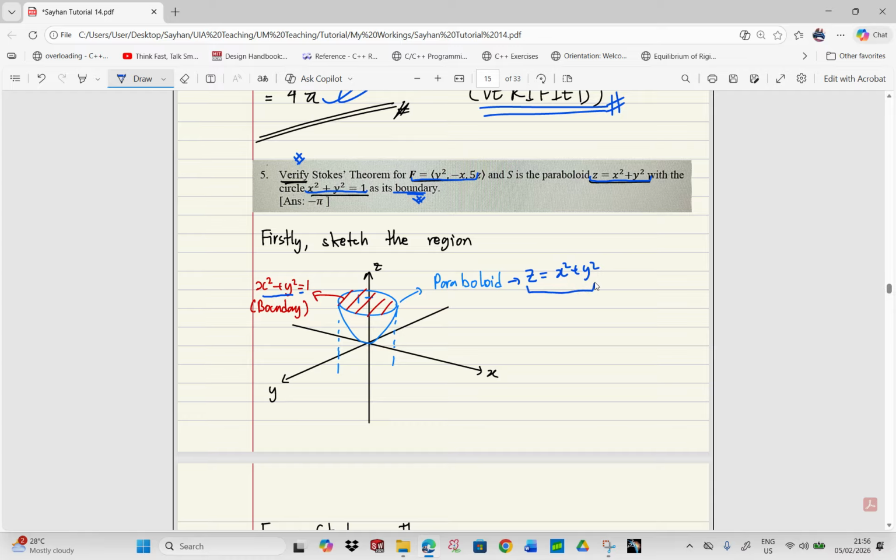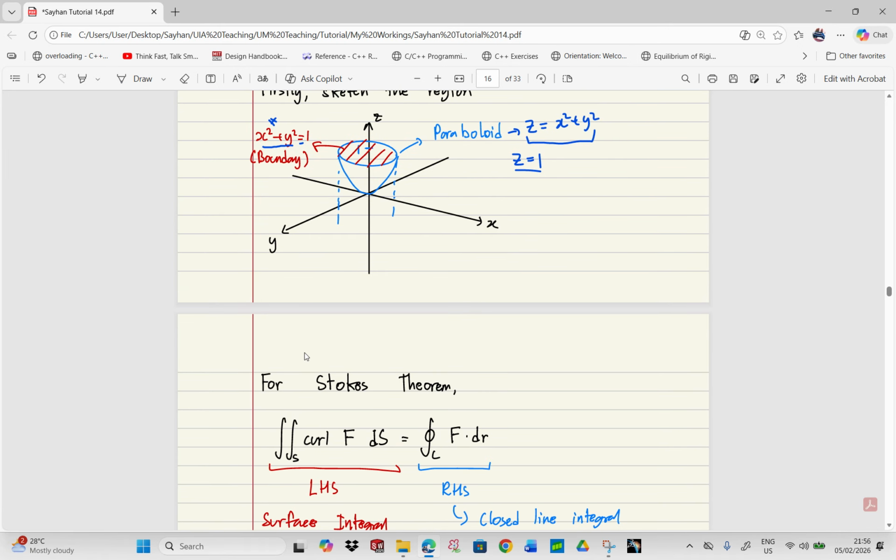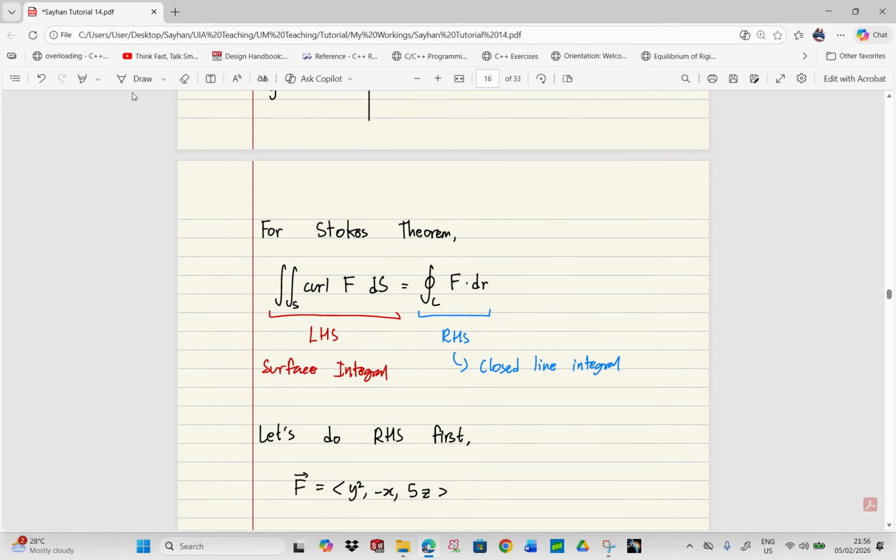It's very similar to our boundary circle equation, because x squared plus y squared equals 1 means that our z is equal to 1 in this case. And for Stokes' Theorem, remember we have the left hand side, which is the surface integral, and the right hand side, which is the closed line integral. So let's choose the right hand side first. I decided to do the right hand side first.